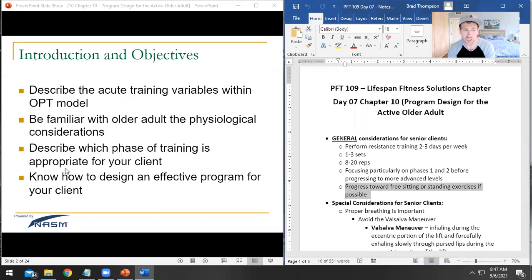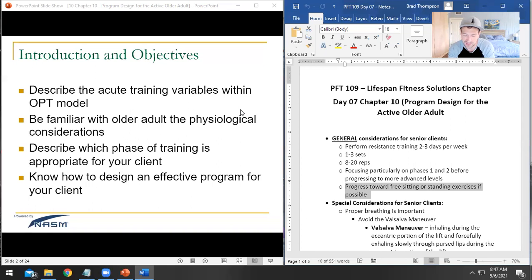So our objectives, we want to be able to understand acute training variables, sets, reps, tempo, rest period, intensity, all of that stuff. We want to be familiar with some of the physiologic considerations with our senior clients. Obviously, we'll spend a little bit of time talking about that. But again, our main priority today is really to go over sets and reps and stuff. Describe which phase of training is most appropriate for your client.